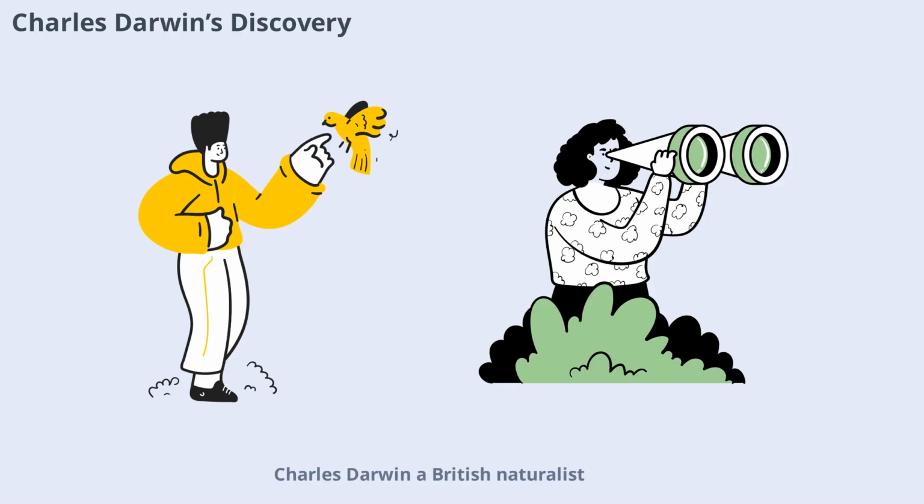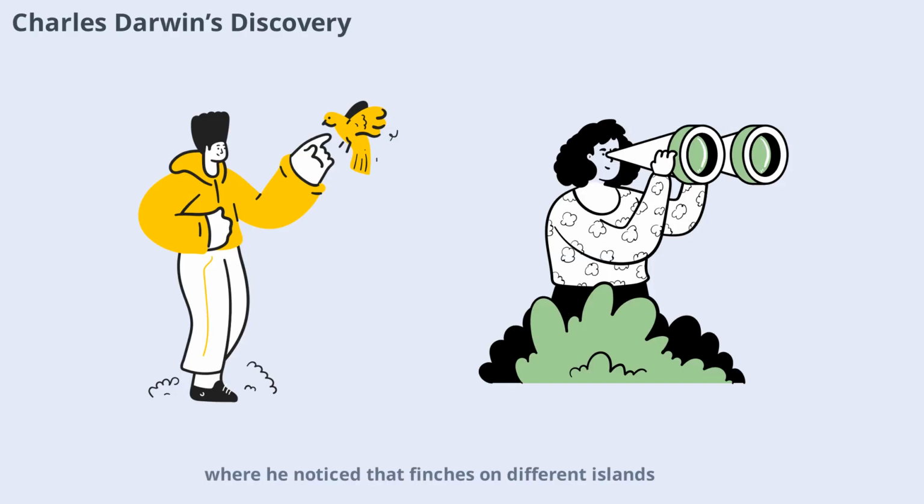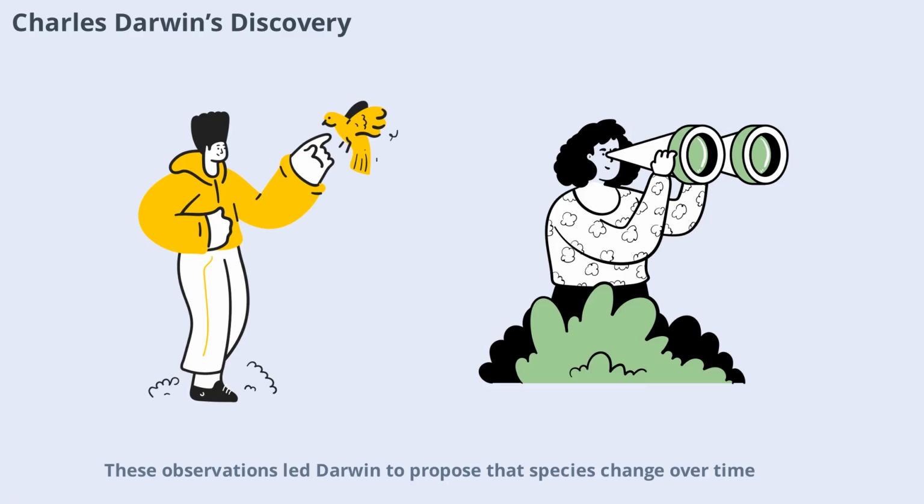to treatments. Charles Darwin, a British naturalist, is best known for developing the theory of evolution by natural selection. In the 19th century, Darwin traveled around the world, observing plants and animals in their natural habitats. His most famous journey was to the Galapagos Islands, where he noticed that finches on different islands had unique beak shapes suited to their environments. These observations led Darwin to propose that species change over time, adapting to their surroundings through natural selection.